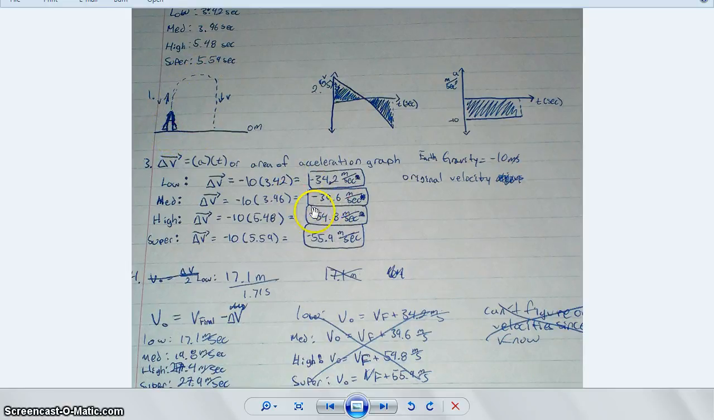And then the same applies for the rest of these with their numbers, so it just multiplies out as a negative 10 for each of these. So we got 39.6 meters per second for the medium, 54.8 meters per second for the high, and 55.9 meters per second for the super.